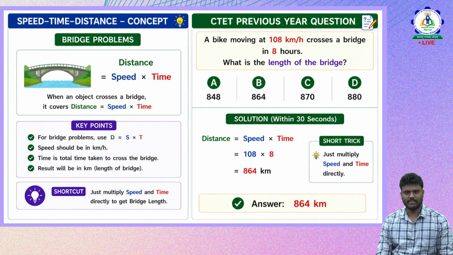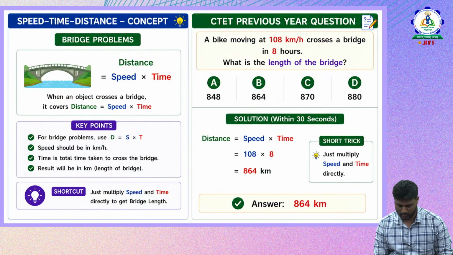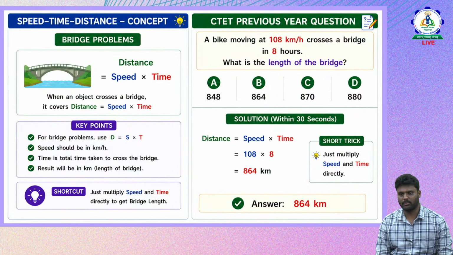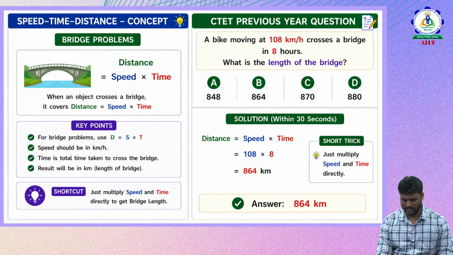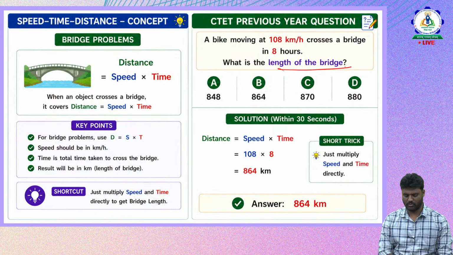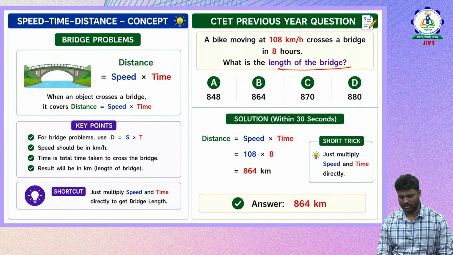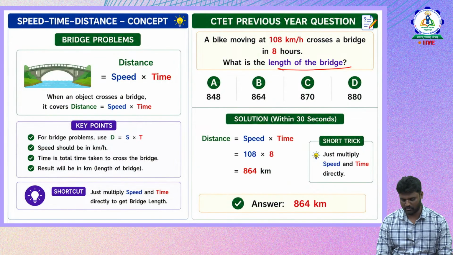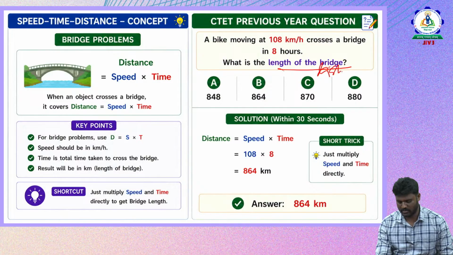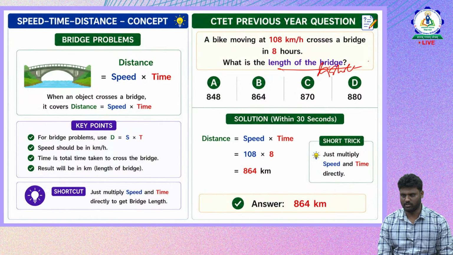The next question is, a bike moving at 108 km per hour crosses a bridge in 8 hours. What is the length of the bridge? The length of the bridge we need to identify. So what is given here? Length means the distance we need to identify. They are given the speed and the time, and indirectly they are asking for the distance.